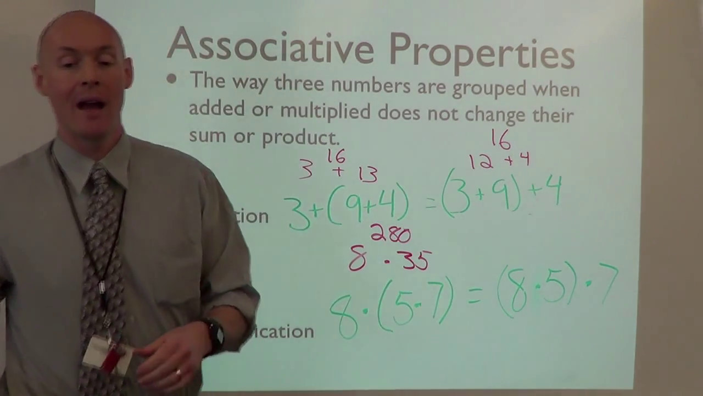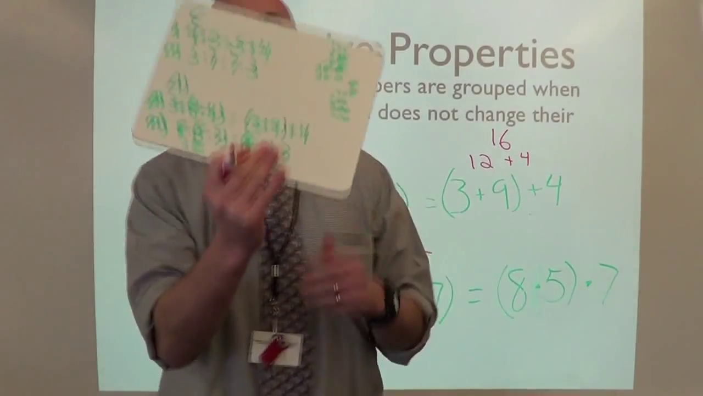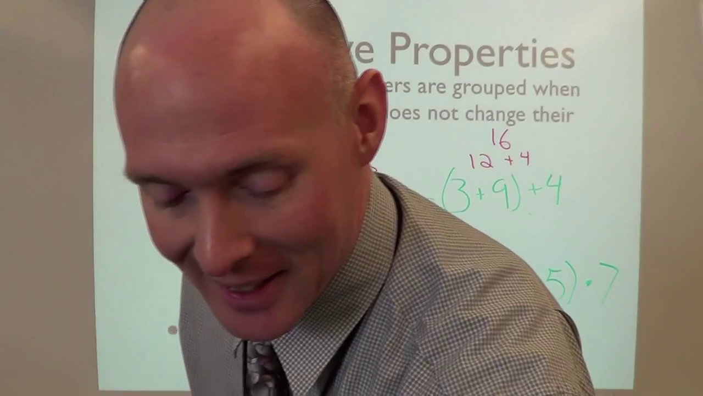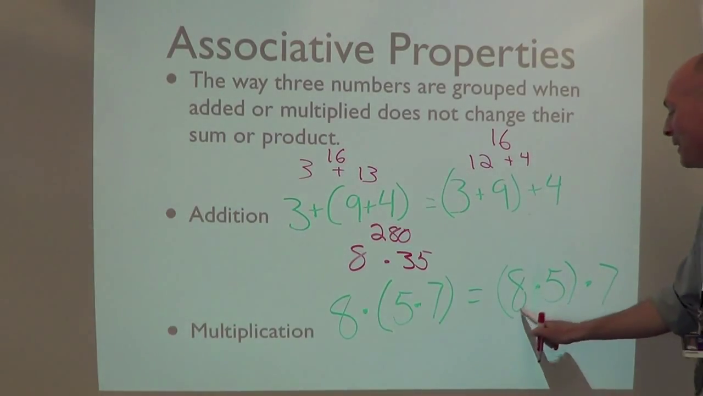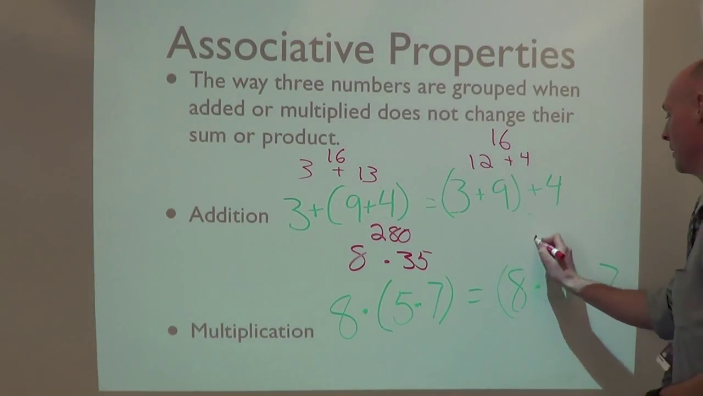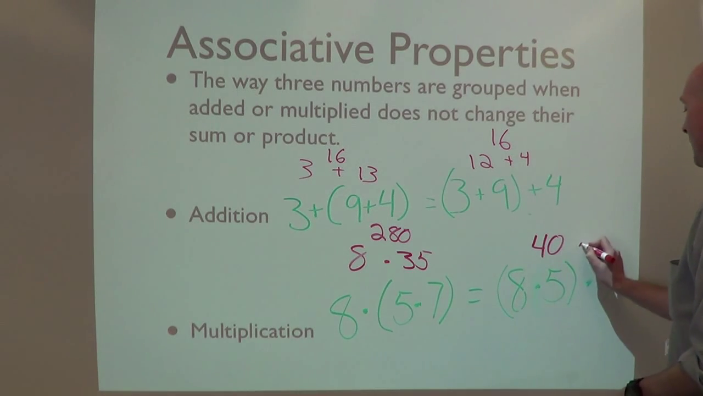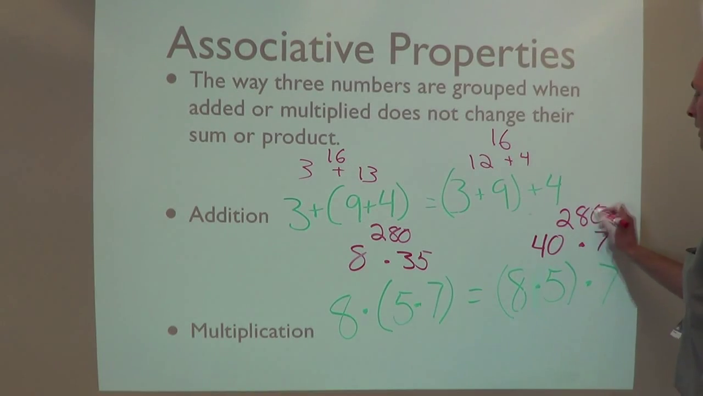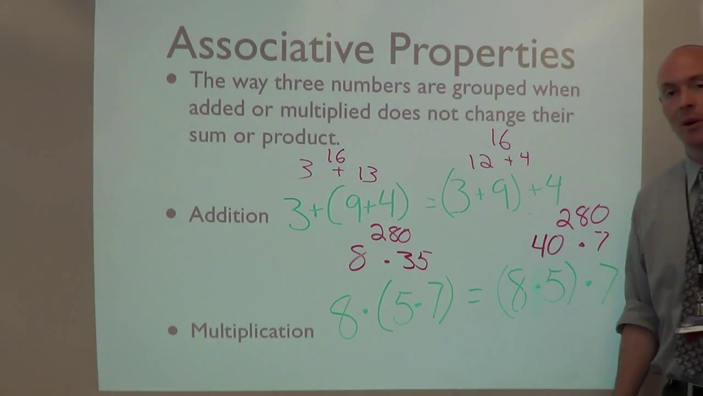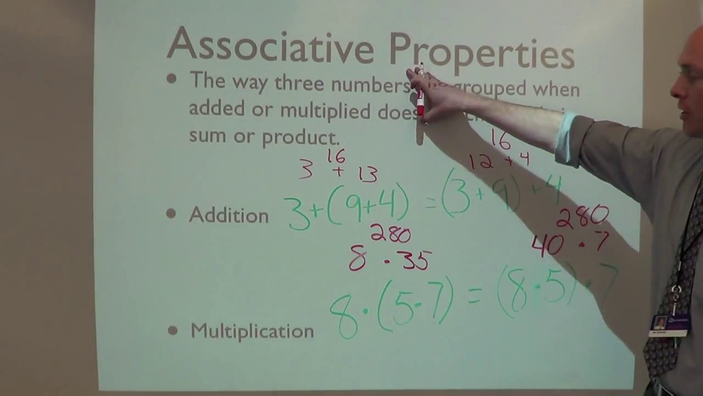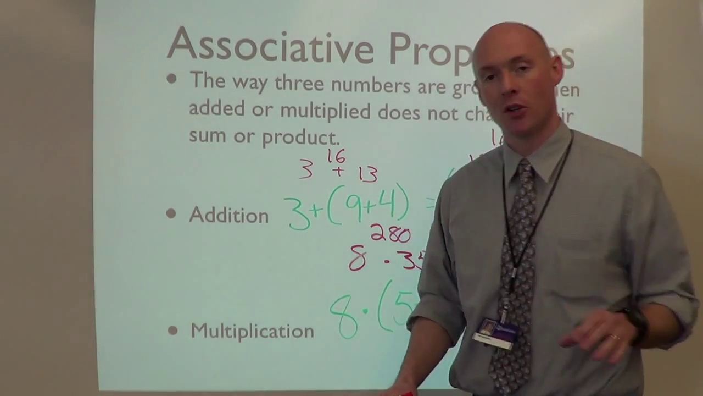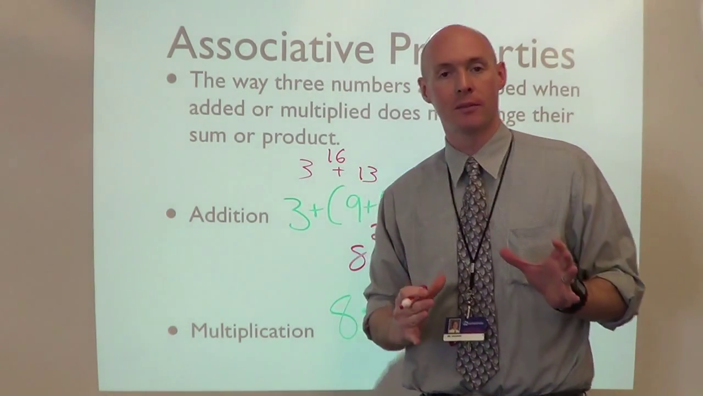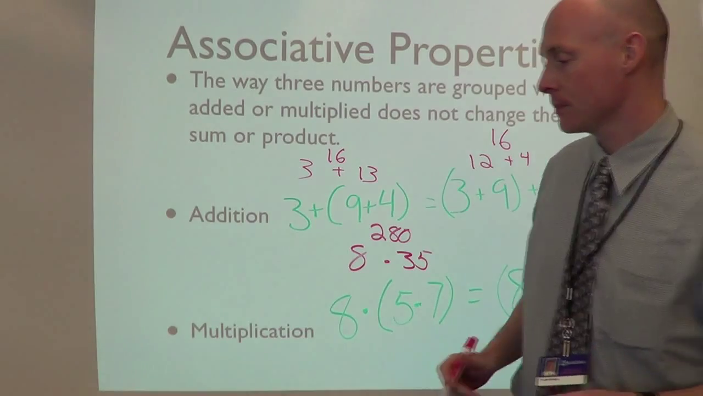No, I did not do that in my head. I have a little cheat sheet right here that I'm using. You should work out the problem. 8 times 5 is 40. Times 7. 40 times 7 is 280. 280 equals 280. That's the associative property. If there's three numbers grouped for addition and multiplication, it doesn't matter where the grouping goes. You'll get the same answer.